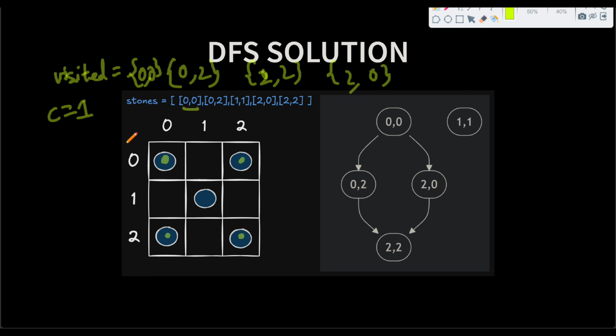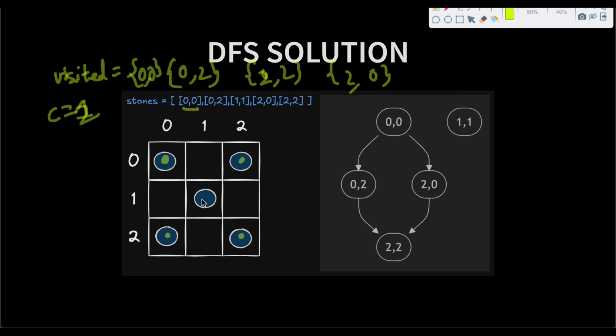Now we continue our search for unvisited or unexplored stones. So we come to 2, 0. It is already in the visited set. Then we come to the stone at 1, 1. So we say that this is not visited. So this signifies it's a new connected component. So that means we should increase the number of connected components to 2. So we will again start the DFS from here and start exploring.